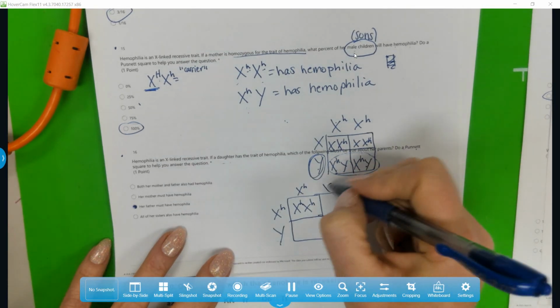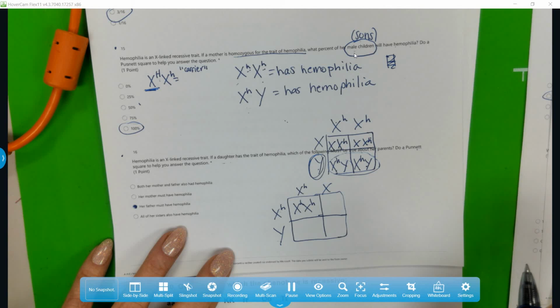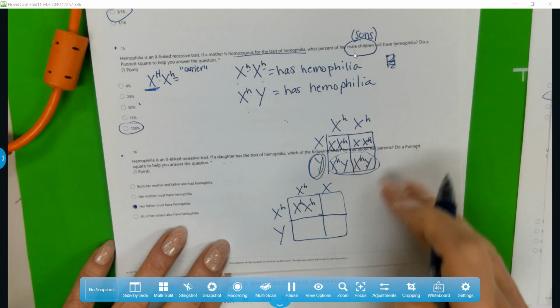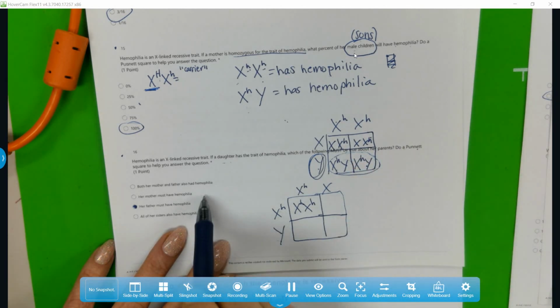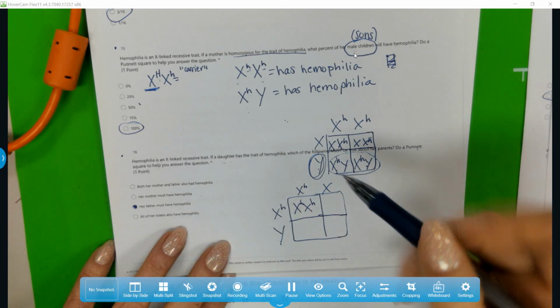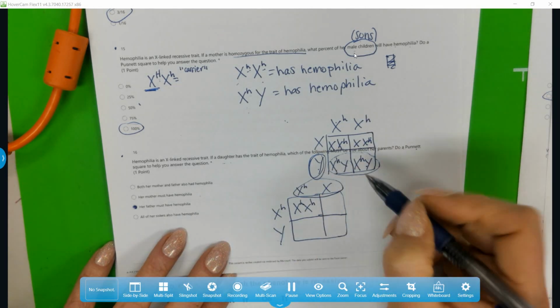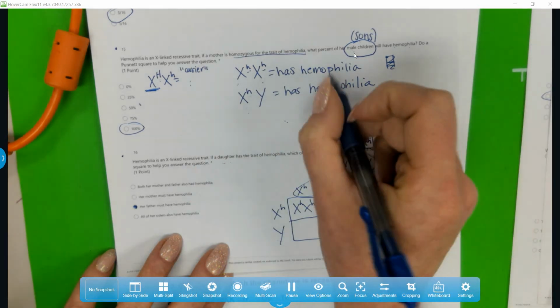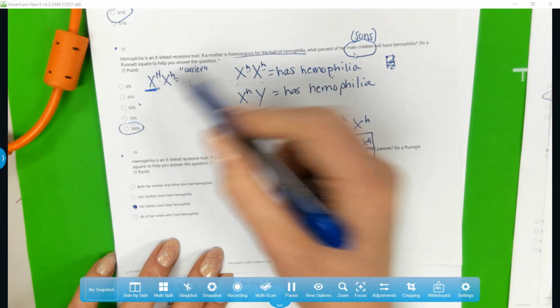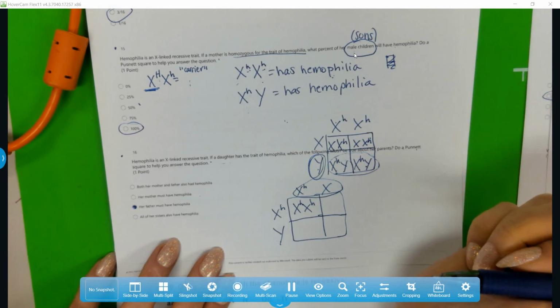You could also say her mother must either have the disease or be a carrier, but that's not one of the choices. Her mother does not have to have hemophilia because she's a heterozygous individual, so she's just a carrier. She does not actually have hemophilia. She still has normal hemoglobin made by her other copy of the allele.